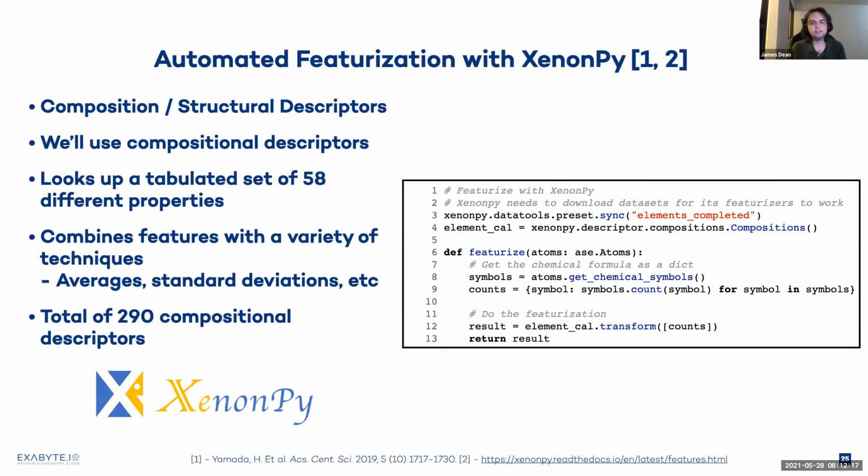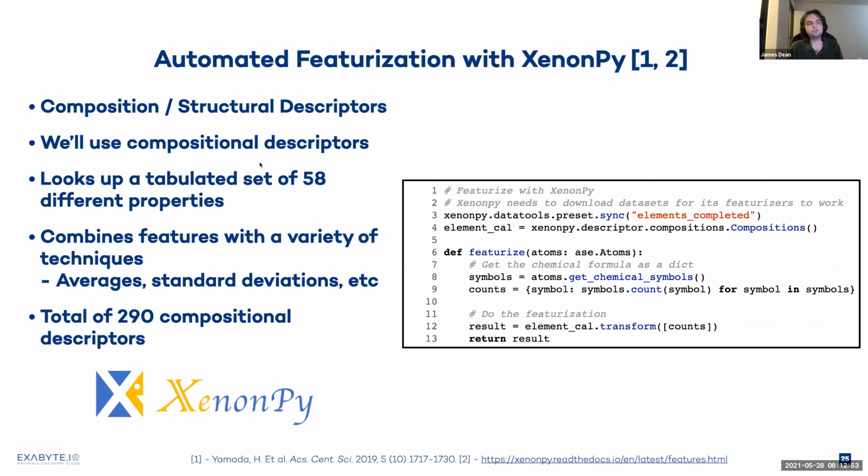I then convert those search results into ASE atoms objects. ASE is a chemical library, and it has a very convenient way of representing crystals. Once we do that, we can use XenonPy to generate descriptors. XenonPy comes out of a paper by Yamada et al., and it is a materials science feature generation library. It's very nice. It can take in the composition, or it can take in structure. We're going to be using compositional descriptors here.